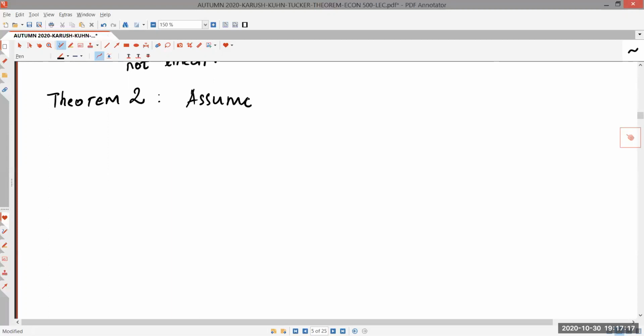This is the second one, and it says: assume that, I call the beginning problem problem 1. Assume that problem 1, right here, this way, is a regular concave programming problem.